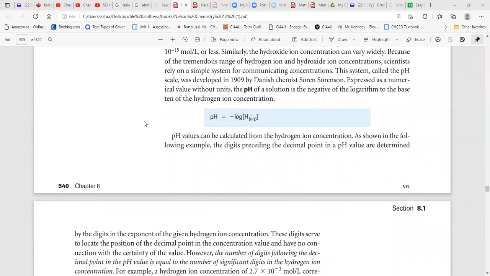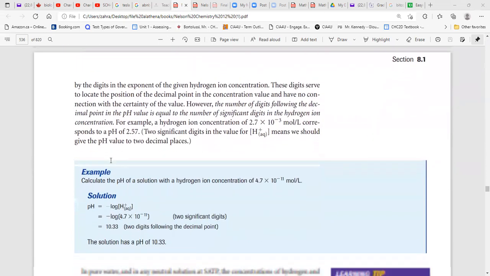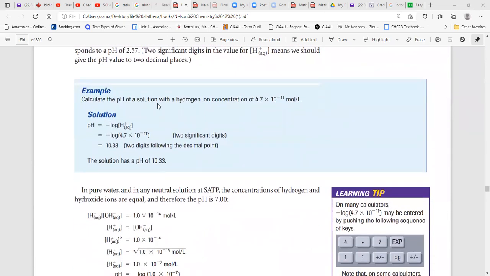So the pH is scaled from 0 to 14. Closer to 0 is more acidic. Closer to 14 is more basic. Calculate the pH of the solution. The concentration of the hydrogen ion is given to you. Simply, pH is negative log of the hydronium, so it's going to be negative log of 4.7 times 10 power negative 11. Use your calculator. It's 10.33. It's very basic.